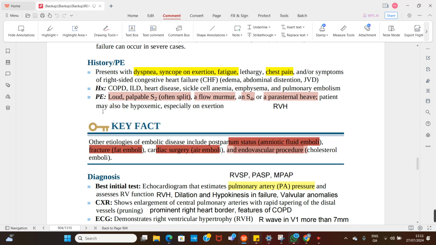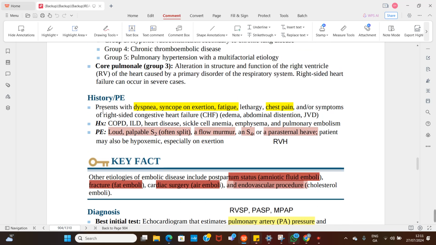And of course, there's going to be a flow murmur because of the resistance in the right ventricular emptying into the pulmonary system. And of course, there's going to be a fourth heart sound. You know that. Anybody wants to remind us why there's going to be a fourth heart sound from our cardiology knowledge? Anybody? Just to know that we are following me. Anybody? The ticking right ventricle. Yeah. So the ticking right ventricle, but you have to be precise.